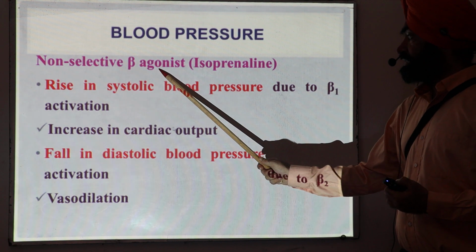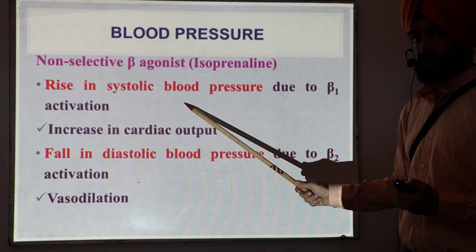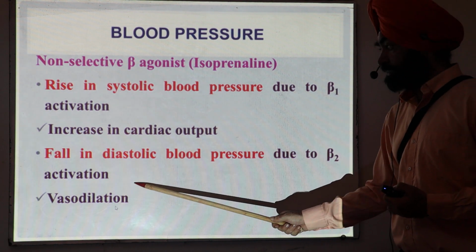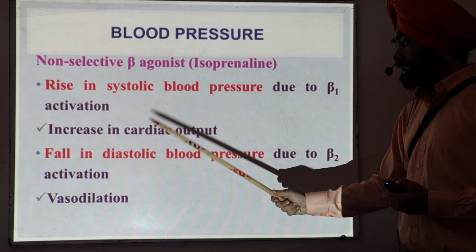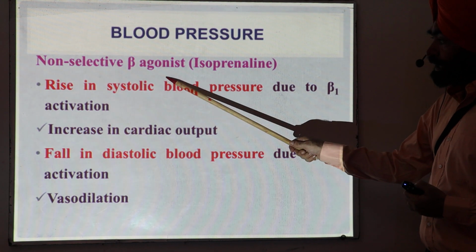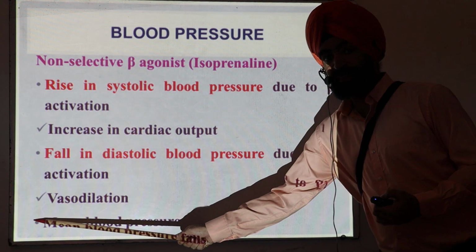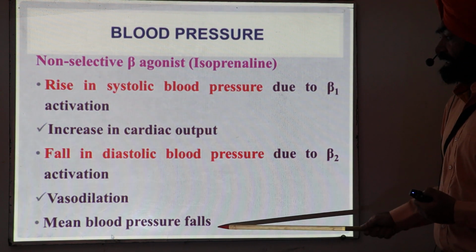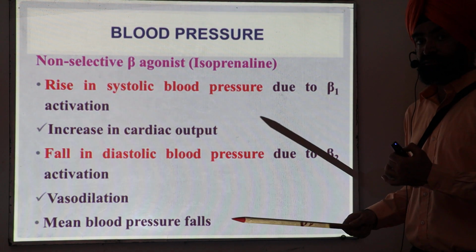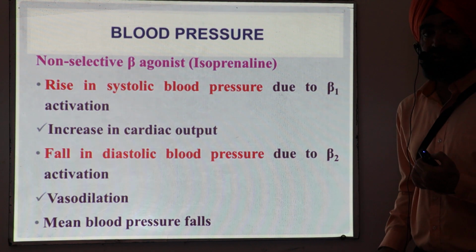So remember, the systolic blood pressure component is from the cardiac output, and the diastolic is from the vasodilation or vasoconstriction. Here vasodilation is there, so there is a decrease in blood pressure. So the overall effect is a reduction in the mean arterial blood pressure. So overall blood pressure will decrease. You can see the effect is variable because different receptors are activated.